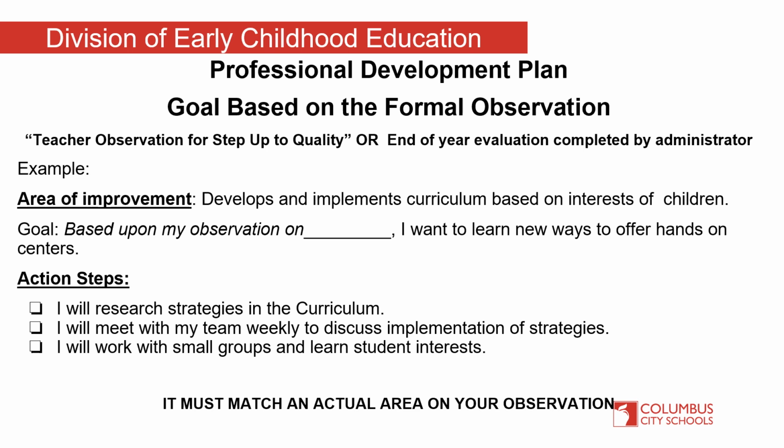Then just like your first goal, you will list your action steps, such as I will research strategies in the curriculum. I will meet with my team weekly to discuss implementation of strategies, and I will work with small groups and learn student interests. It must match an actual area on your observation. You have to use that observation to lead this goal.